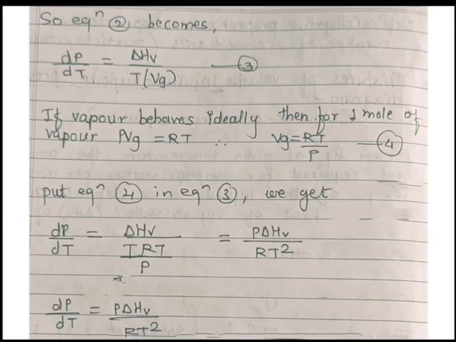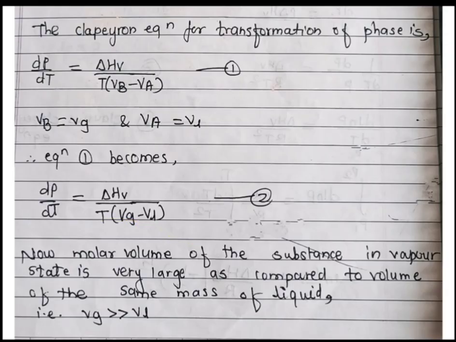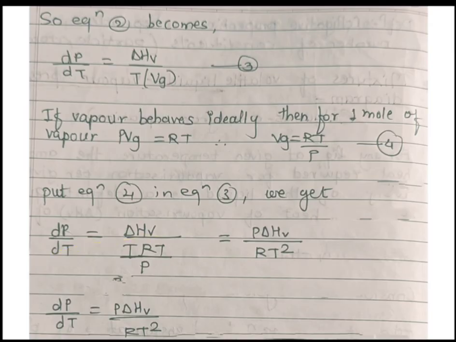So, our equation 2 can be written as dP by dT is equal to delta HV divided by T into Vg. When Vg is very much greater than Vl, we can neglect Vl in equation 2. So, equation 2 only remains delta HV by T Vg. So, I have written here the equation dP by dT is equal to delta HV divided by T into Vg. This is equation number 3.